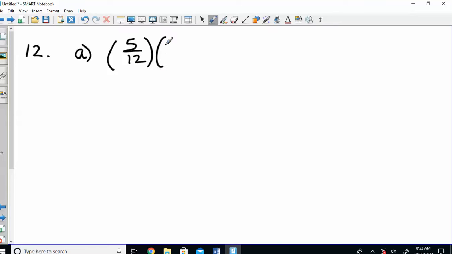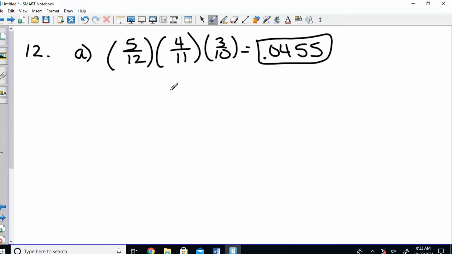Then the next case, if I've already taken 1 can out and it was traditional, how many traditionals are left? 4. Okay, I have 2 cans of traditional sitting over here. How many are left? 3. Okay, and if you multiply those, you get 0.0455.